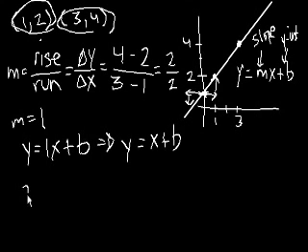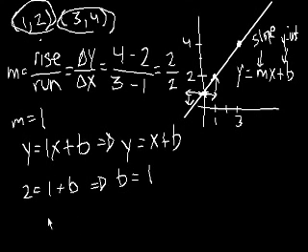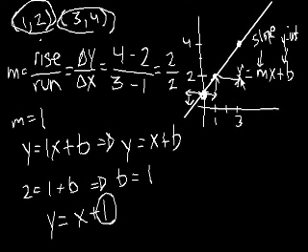Y is equal to 2. 2 is equal to x, which is 1, plus b. It's a pretty easy equation to solve. We get b equals 1. So that tells us that the equation of this line is y equals x plus 1. That's a pretty straightforward equation. It makes sense. The y-intercept is 1, which is exactly here, 0, 1. And the slope is 1. And that's pretty obvious. For every amount that we move to the right, we move the same amount up. So the slope is 1.